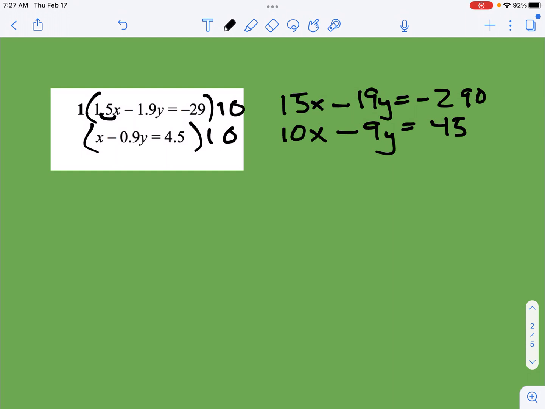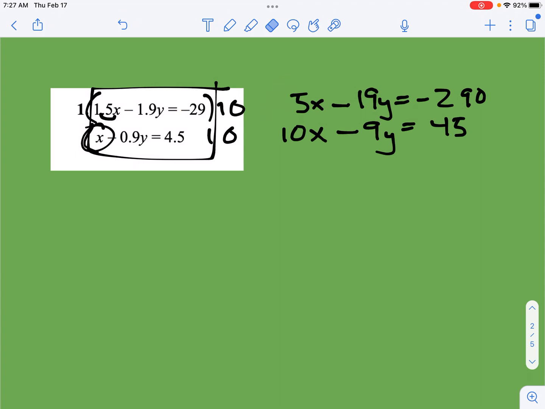Now, the only problem with this is, I don't know if you noticed, but this could have been a substitution problem. We could have solved for x, but when you multiply by the decimal, that kind of takes that away because now you have this going on. So we're going to have to play around and multiply each of these to get something.